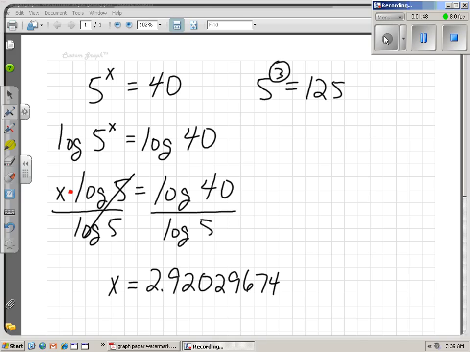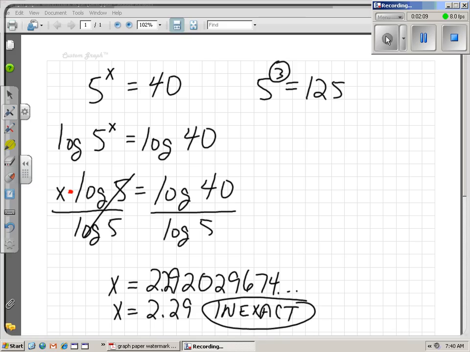2.292. Whoops, I missed a 2. There's another 2 in there. 2.292029674... goes on forever. Rounded, it's about 2.29. Technically, this is inexact, because we rounded. We rounded a lot of numbers off.